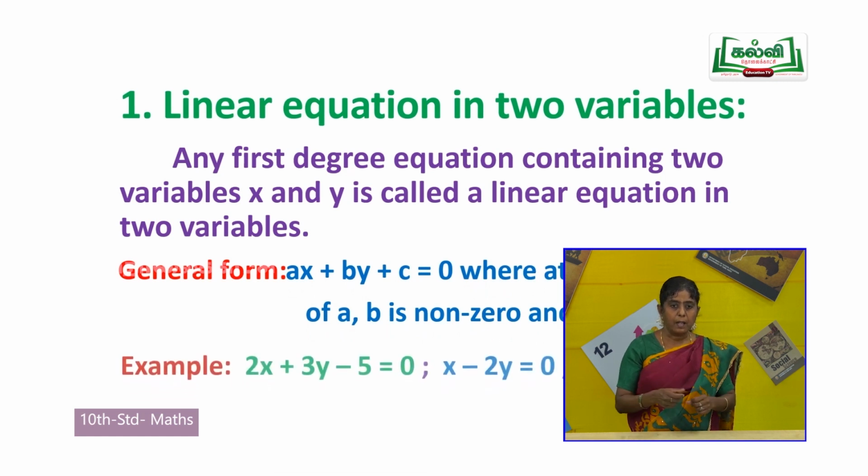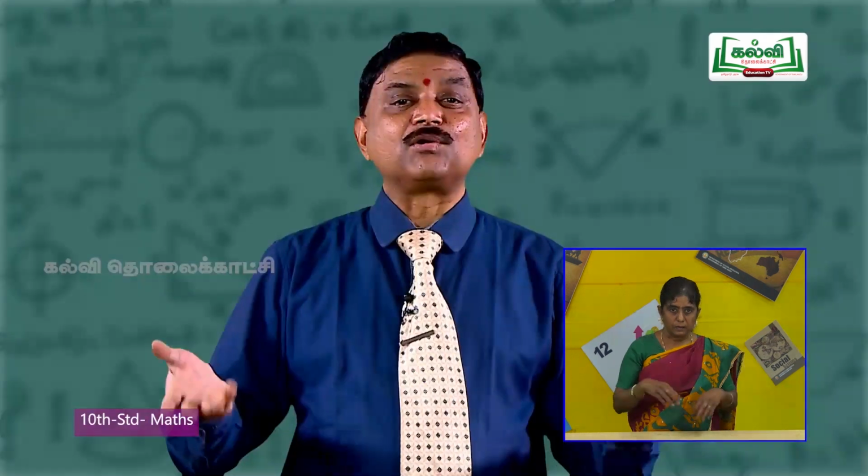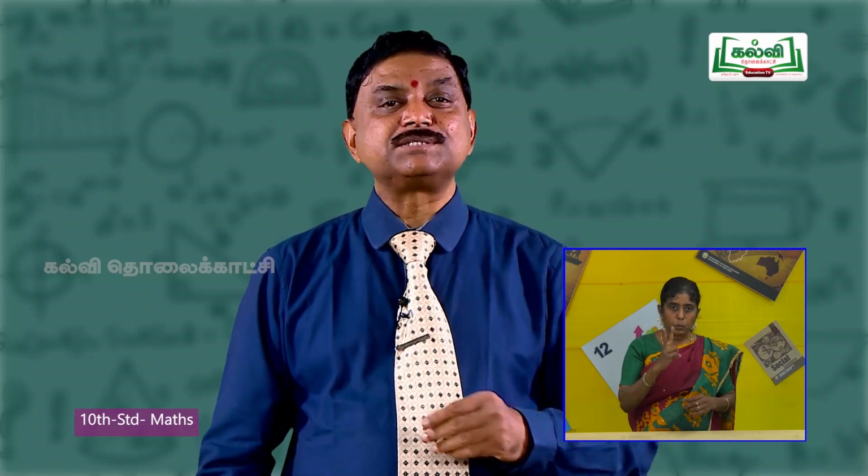Some examples of linear equations in two variables are 2x plus 3y minus 5 equal to 0. The 2x is like ax, the 3y is like by, and c is the constant term, here minus 5. See, the power of x and y is 1 only. Then x minus 2y equal to 0. See, the constant term is missing. Then 3x plus 2 equal to 0. Why? The coefficient of y is missing, the b is missing. These are all called linear equations in two variables.